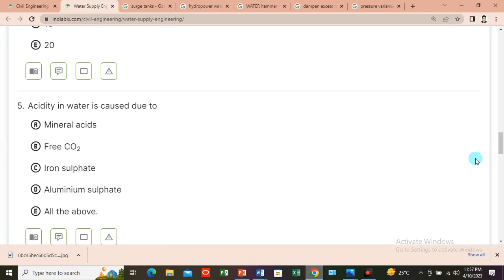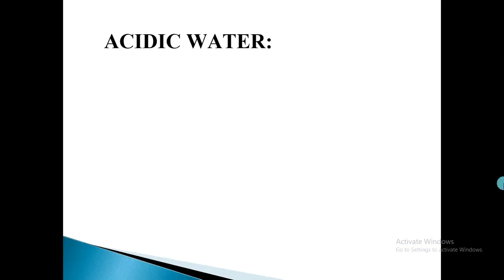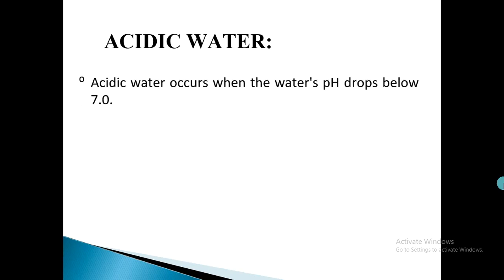Question number 5: acidity in water is caused due to what? Why is acidity produced in water? First of all, what is acidity in water and what causes it? So what is acidic water? Acidic water occurs when the water's pH drops below 7. Then the water becomes acidic, right?